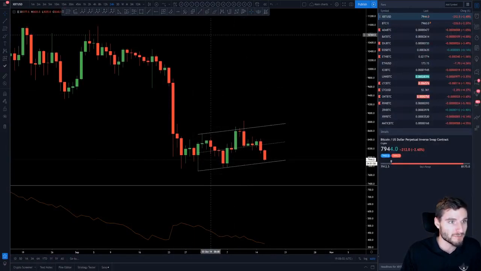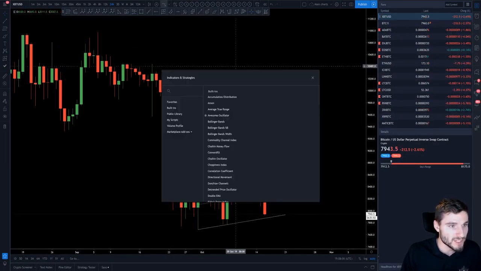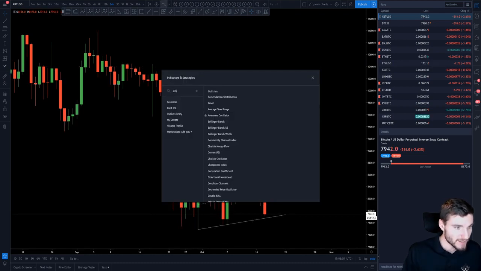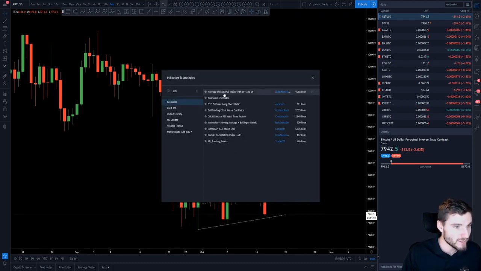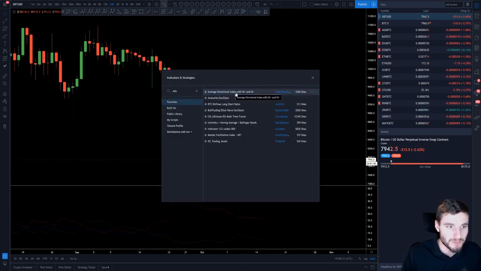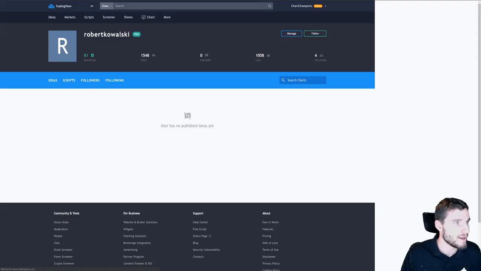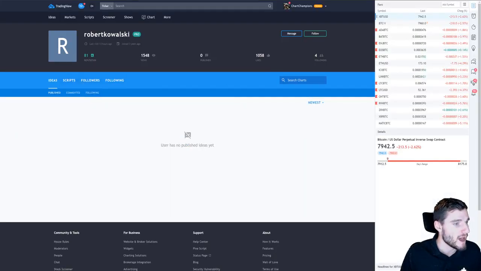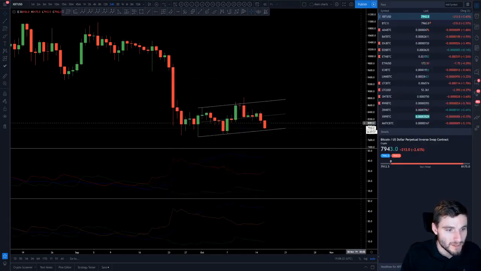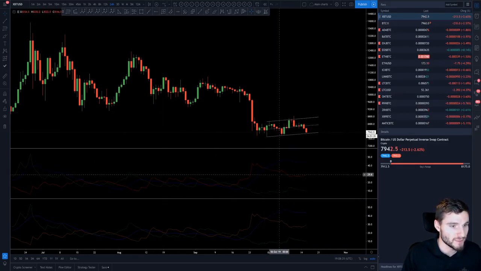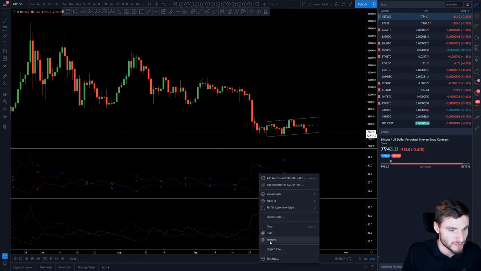So if we just load this up, so you can visually see what this looks like. You'll just come across to indicators, type in ADX. I think I have this on the favorites. Here we go. Average directional index with DI plus and DI minus, and this is by Robert. Oh, I didn't mean to load that up twice. Let's just remove this a second.